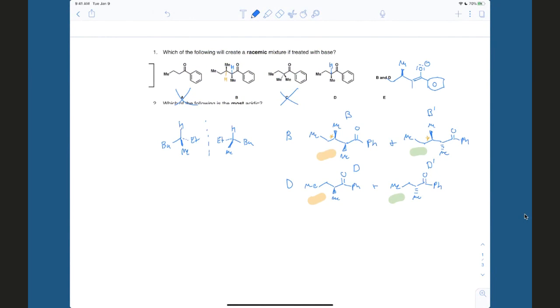Why do you think? What's wrong with B and B prime? Yeah, these are no longer mirror images. Does anyone know the name that describes the relationship between B and B prime? Yeah, so these would be diastereomers. I don't know if you guys learned it. If you only switch one center, it has a more specific name called an epimer. You don't need to know epimer.